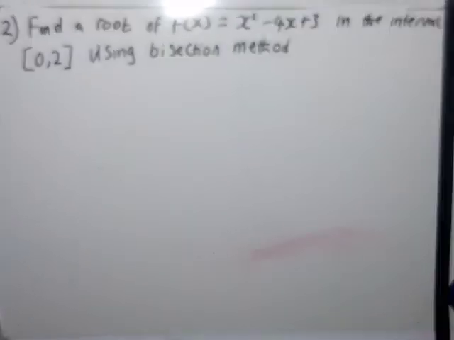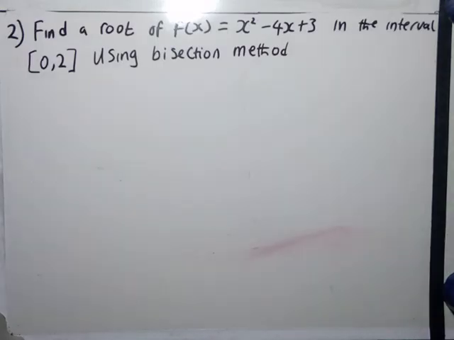Good day all. Today we'll be looking at another example under the bisection method. Our question says: find a root of f of x equal to x squared minus 4x plus 3 in the interval 0, 2 using the bisection method.